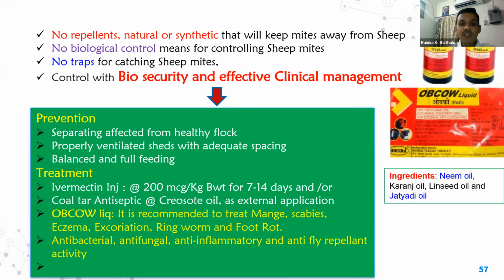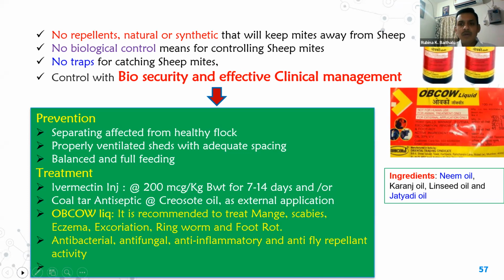Otherwise, you can go for cold antiseptic or creosote oil based applications on the affected region as an external application, or you can go for this Opcow liquid. It is from a Mumbai based company. The ingredients are neem oil, orange oil, linseed oil, and jatadi oil. It is antibacterial, anti-inflammatory, and antifungal. It can be used to treat mange, scabies, eczema, ringworm, and footrot infections.